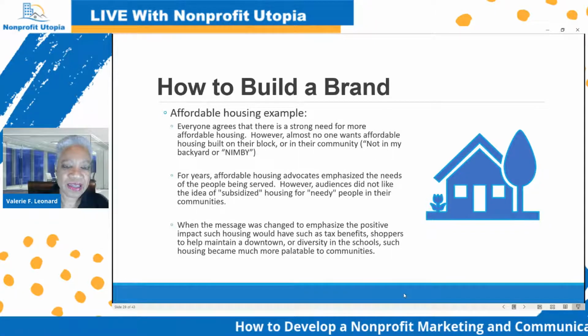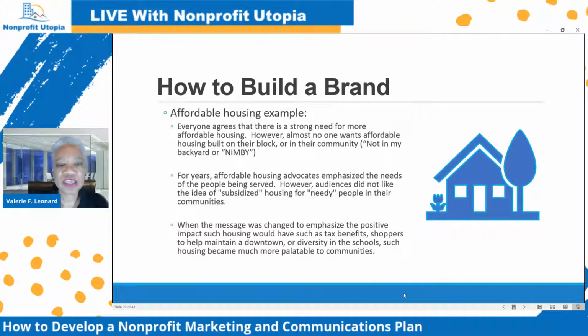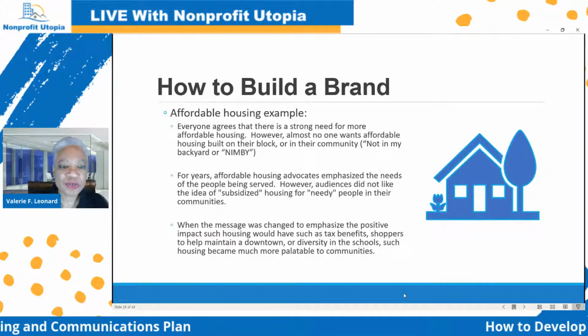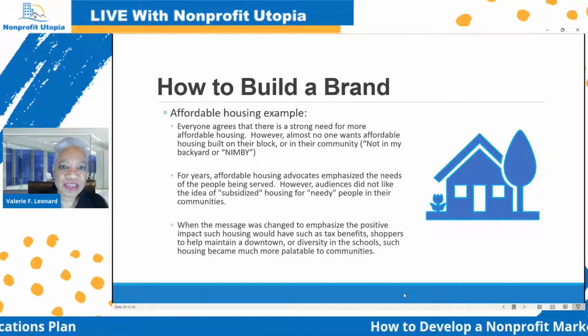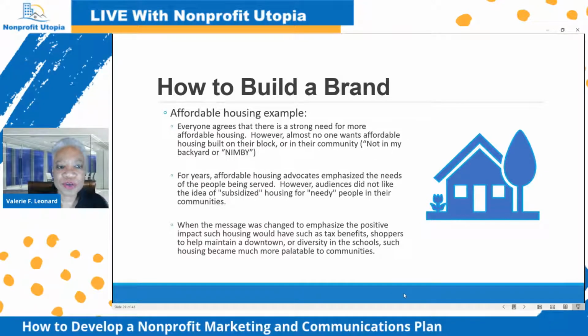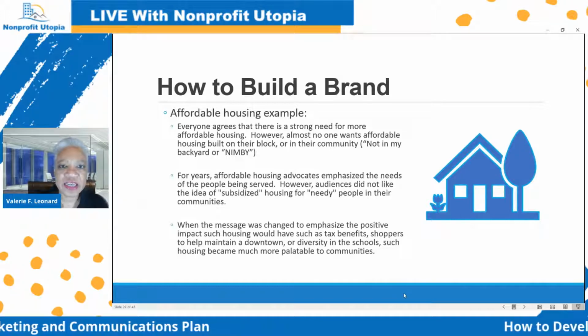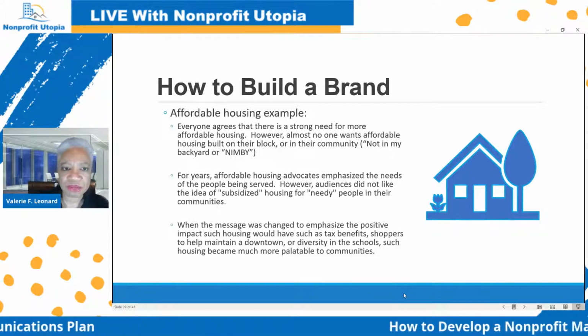So I'm going to ask you, if you're there, if you can share an example where your organization has introduced a message, a product, or a service that might have been somewhat controversial, and what you or your organization did to actually change the perception.